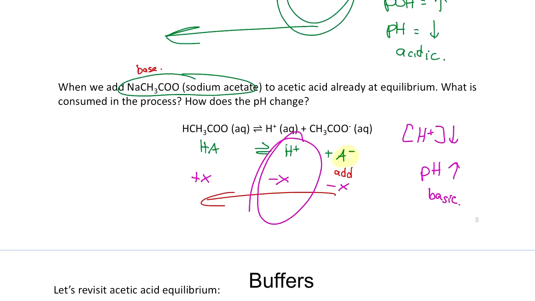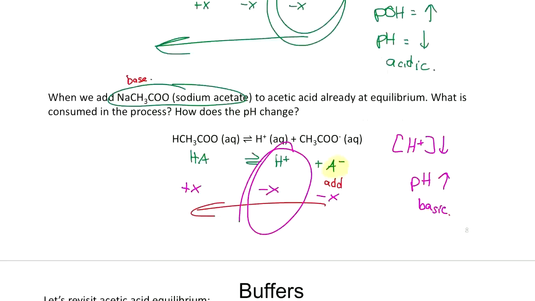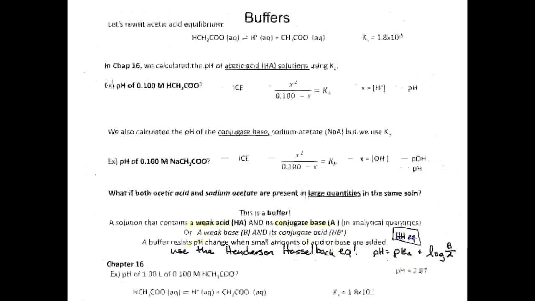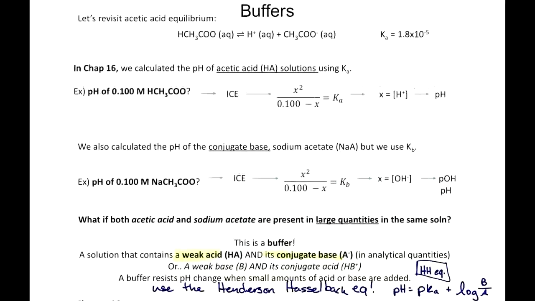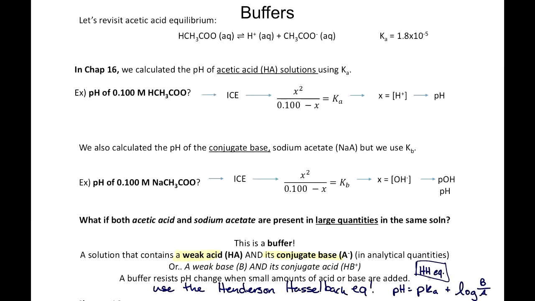All right. And so what I've actually created right here is a buffer, right? A buffer is when we have large amounts of acid and its conjugate base present at the same time. That is what a buffer is. So to introduce buffers, I want to remind us, we haven't had this situation yet. In chapter 16, we calculated the pH of just HA.